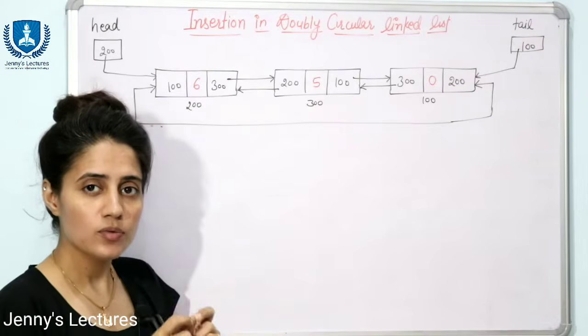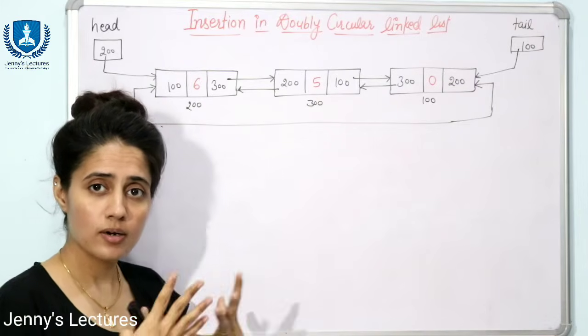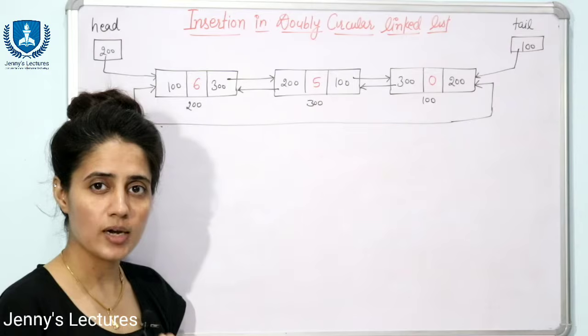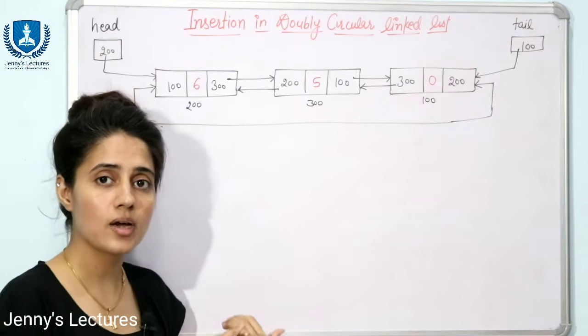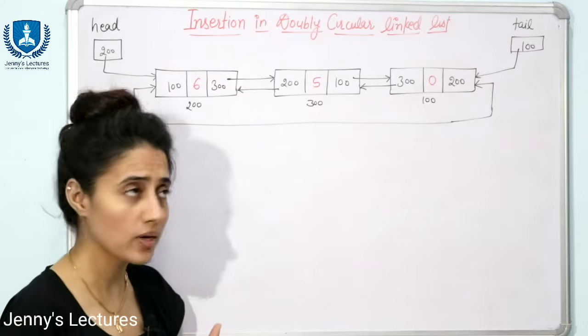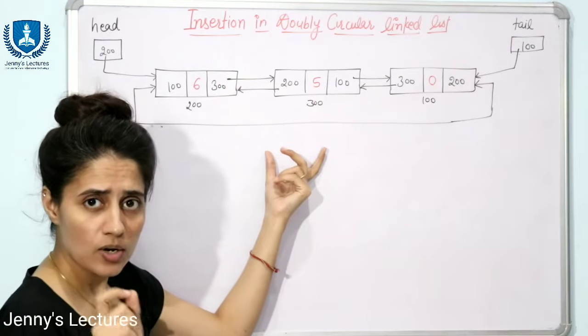In this video we will see how to insert a new node in a doubly circular linked list: insertion at beginning, insertion at end, and insertion at any specific position. See, this is what a doubly circular linked list looks like.